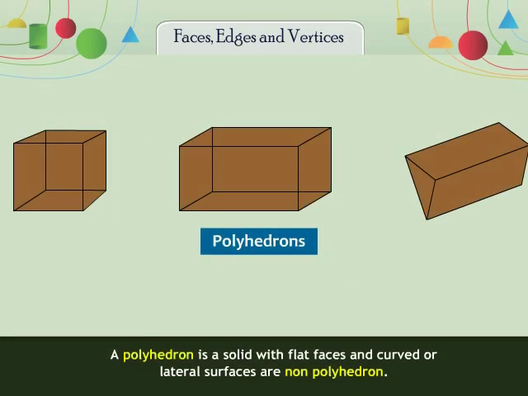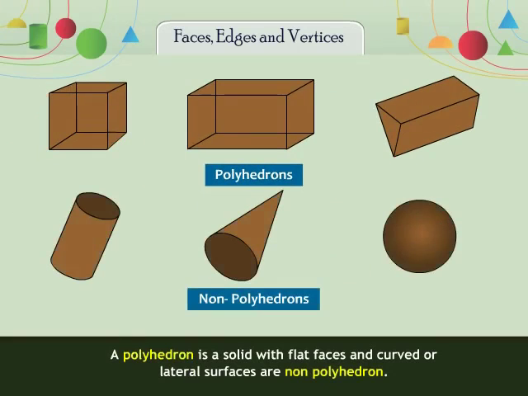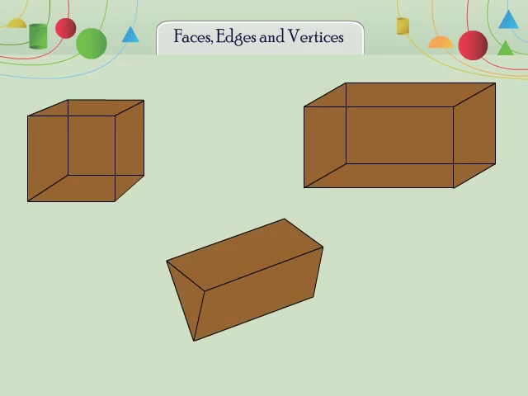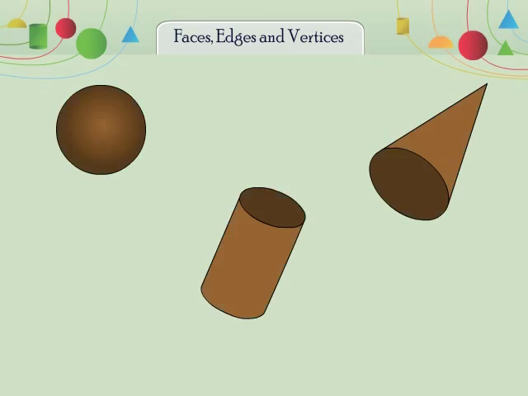A polyhedron is a solid with flat faces, and solids with curved or lateral surfaces are non-polyhedrons. Cubes, cuboids, and prisms are a few examples of polyhedrons. Spheres, cones, and cylinders are a few examples of non-polyhedrons.